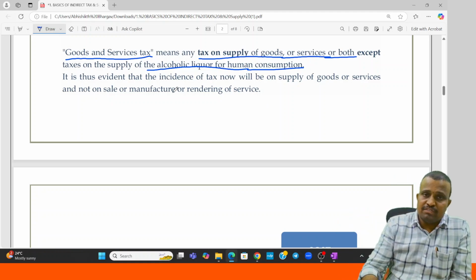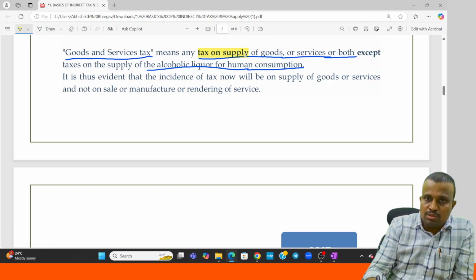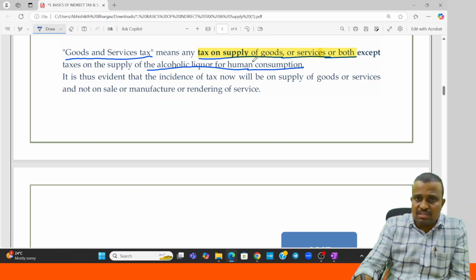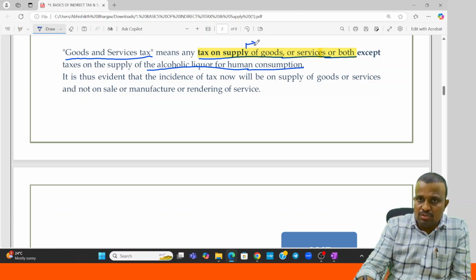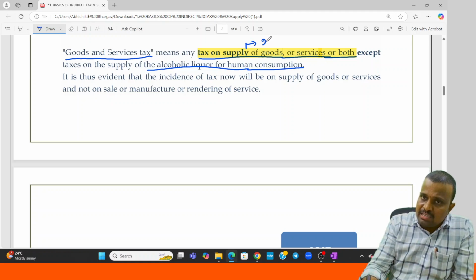First of all, GST is nothing but a tax imposed on the supply of goods or services or both. And remember, the supply of goods or services or both is the incidence of the tax, which is the base for what? The taxable event.